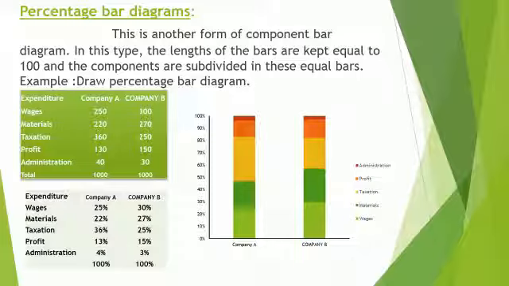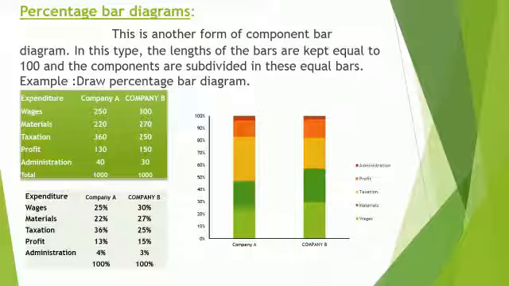Expenditure, company A, company B. The components are wages, material, taxation, profit, administration. Company A values are 250, 220, 360, 130, 40. Company B values are 300, 270, 250, 150, 30. First we have to find the total. The company A total is 1000, and the company B total is 1000. Then we convert into percentage because it is a percentage bar diagram. This is another form of component bar diagram, but it converts into percentage.